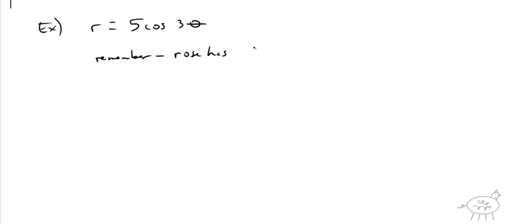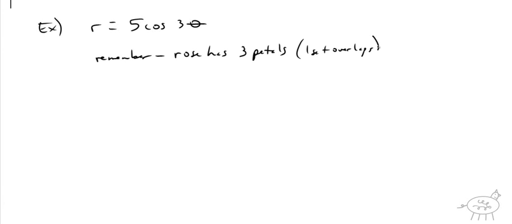All right, so let's do that. Let me start out with a new problem here. My first example is going to be r is equal to 5 cosine of 3 theta. And what I want you guys to remember is that the rose has 3 petals. But it truly has 6 petals, doesn't it? Because it's got 3, but 3 are then overlapping.